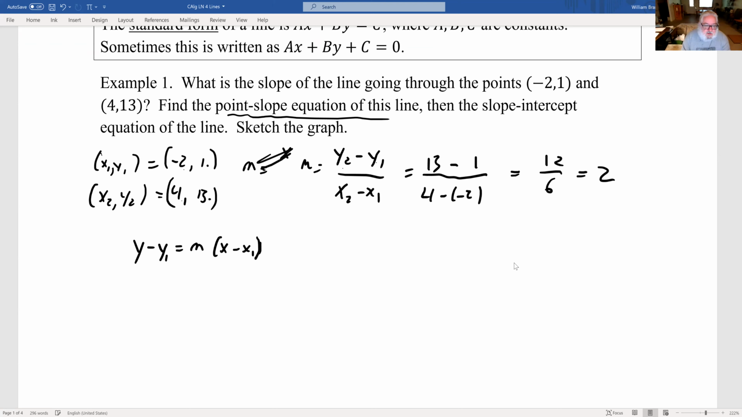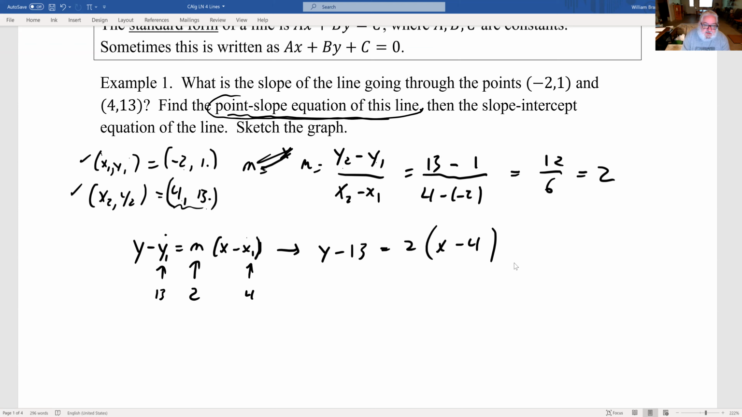Okay, point slope equation of the line, y minus y1 equals m times x minus x1. That's the point slope equation. So we know m is 2. We can take either one of these 2 points to be the y1 and the x1. Actually, I'm going to take this one because I like positive numbers. So I'll put a 13, the y value there, and a 4 there. And so that gives me y minus 13 equals 2 times x minus 4. And so that's a point slope equation of this line.